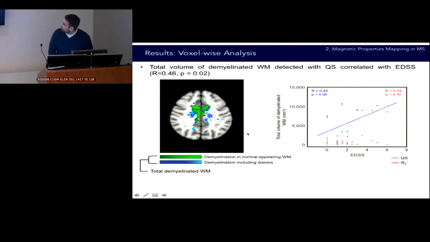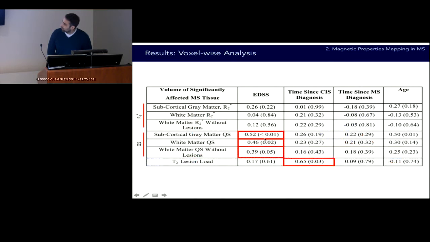A very rough correlation existed between the total volume of demyelinated white matter and EDSS, which was visible using QS, but not R2 star. More generally, we looked at the volume of significantly affected tissue and its correlation with disability, and we found that subcortical gray matter and white matter QS showed mild correlations with EDSS, as well as white matter QS without lesions, so this is normal appearing white matter QS.